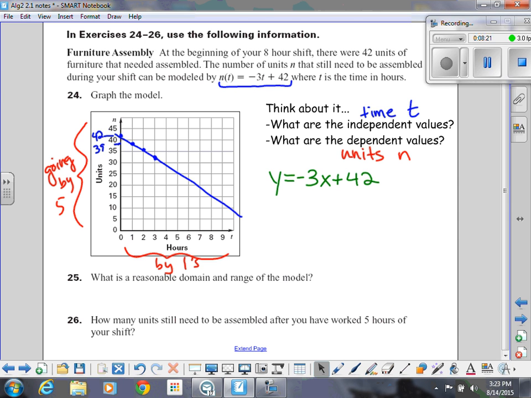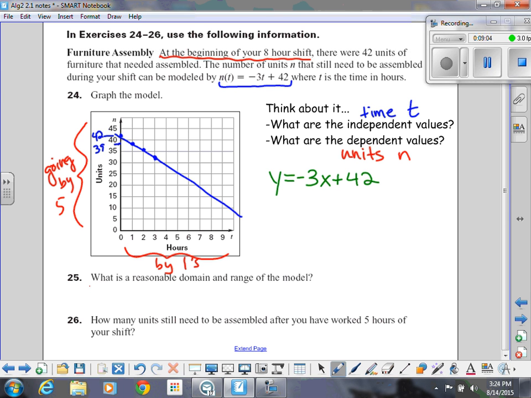Okay, and let's look at this question. It says, what is a reasonable domain and range of the model? So now we're not just talking about what are the x's, what are the y's. We're asking what makes sense for this problem. So remember, domain are the inputs, right? What independent variables would make sense? Remember that the independent variable is time, t. So what kind of time makes sense? Obviously, I can't go backwards in time, so nothing negative would make sense. Also, if you go back to the beginning of the problem, it says you have an 8-hour shift. So anything beyond your 8-hour shift doesn't really make sense.